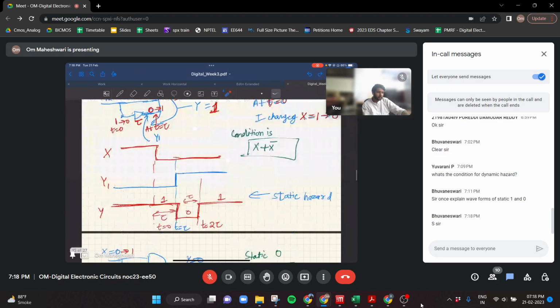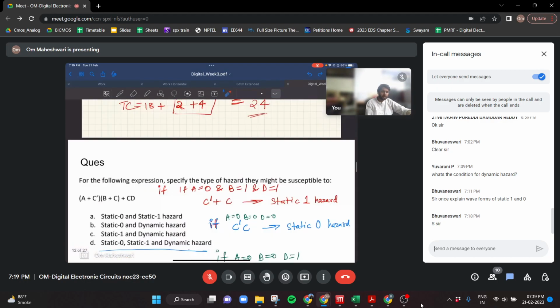In dynamic, it is like static 1, then static 0, static 1, static 0, and it repeats multiple times. So how do you identify the hazard? It is just that: look at the expression and find out the conditions of A, B, and D. Here we see that complement forms are only with C. C bar and C is only available, so this is the only variable that can cause a hazard.